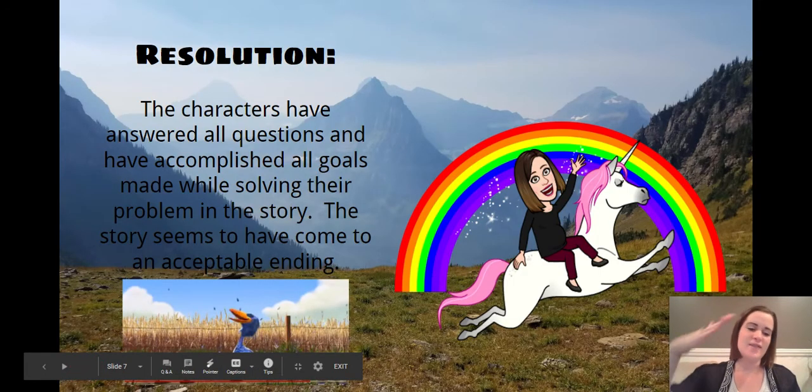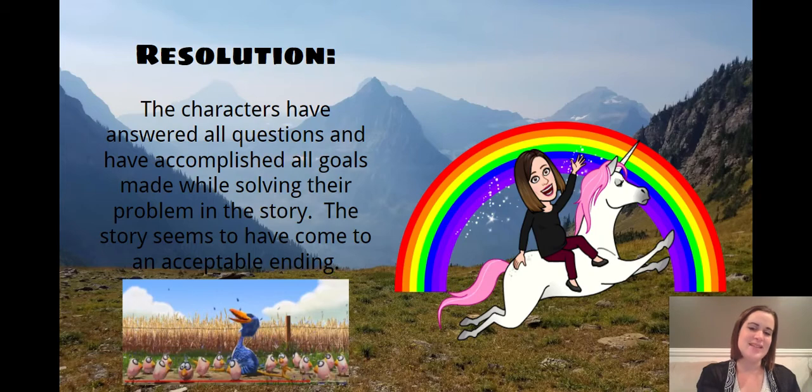And then finally we're at the very bottom of the mountain. This is the resolution part, where the characters have answered all questions and have accomplished all the goals made while solving their problem in the story. The story seems to have come to an acceptable ending. So here you can see that now the little birds have lost all their feathers. But the big, lengthy bird thinks this is pretty funny. So it ends well for him in the end. Not so much the little birds, but he gets a good laugh at it, which is kind of ironic because in the beginning of the story they were laughing at him. So we have our resolution and we are at the bottom of the story mountain.